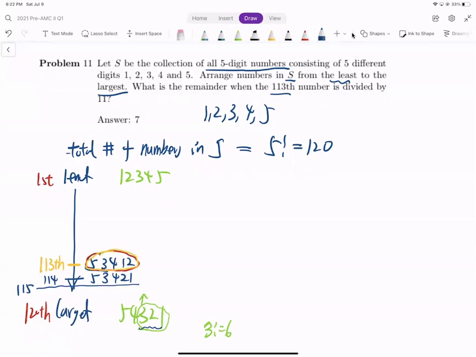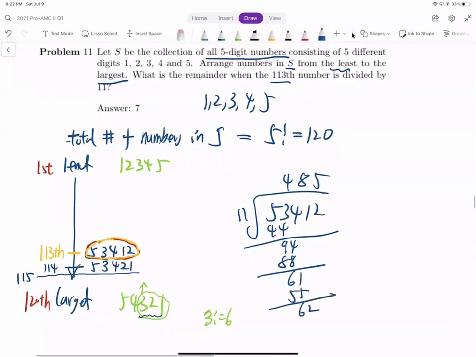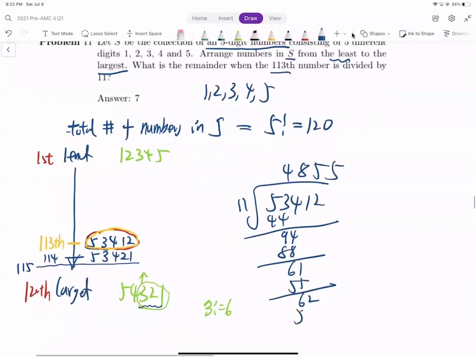Okay, now let's find the remainder. So 5, 3, 4, 1, 2, and divide by 11. Okay, so this is 44. This is 94, you have 88. Then 61, and then 5. 52, and this 62, and this is 5. 55, and then you get a 7. So the remainder is 7.